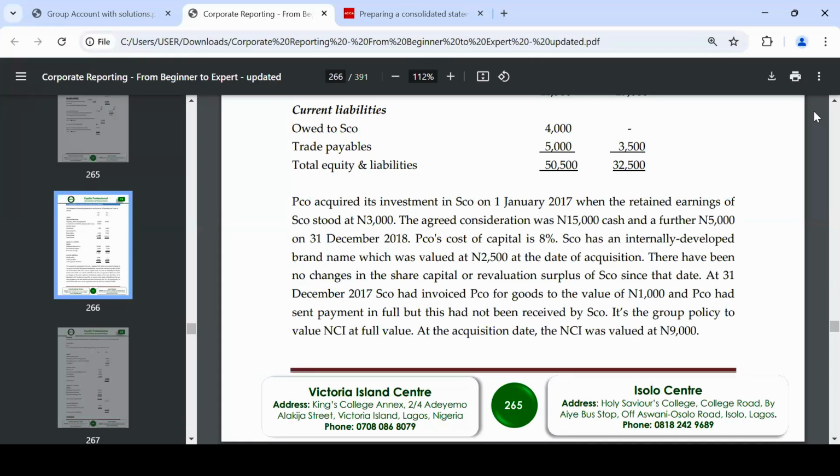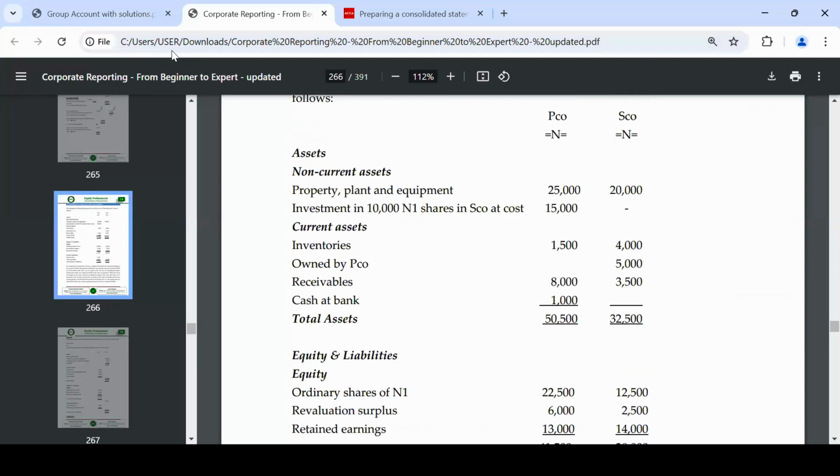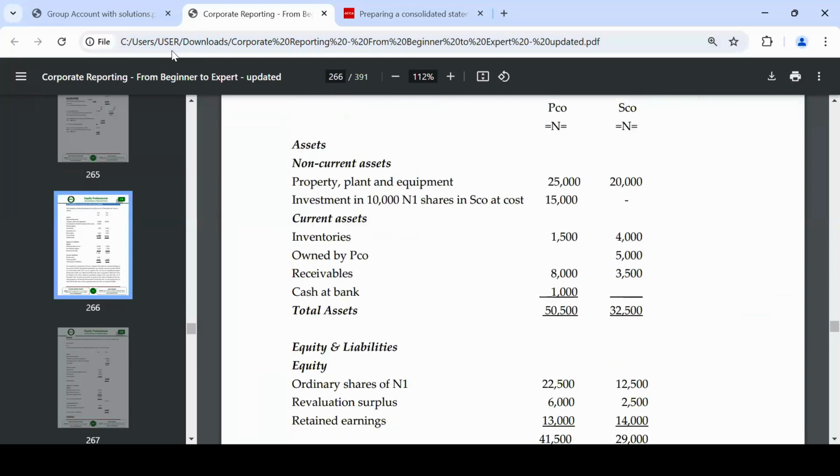You see, this internally created brand name showed up in the asset. If you look at the question, let me go back. Now, look at ESCO. Look at their asset side. Did you see brand name there? It's not going to show there. In the separate books of ESCO, you won't find brand name.